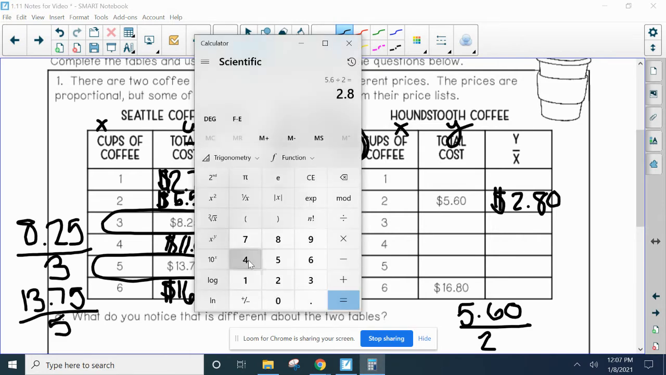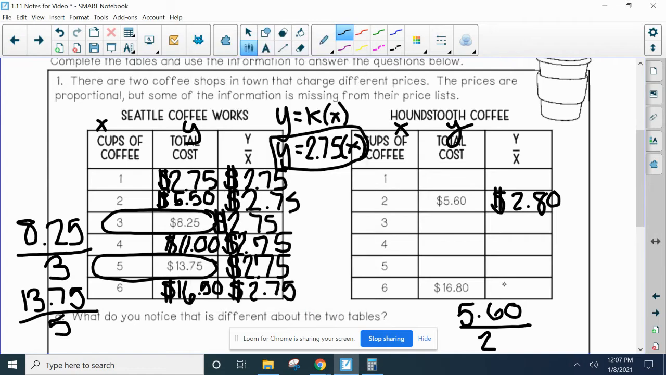And let's just do 6 cups just to check. So our y, or 1680 for 6 cups, divided by 6 cups, yes, each cup of coffee is 280. So we're going to say 280 for each of the missing constants.